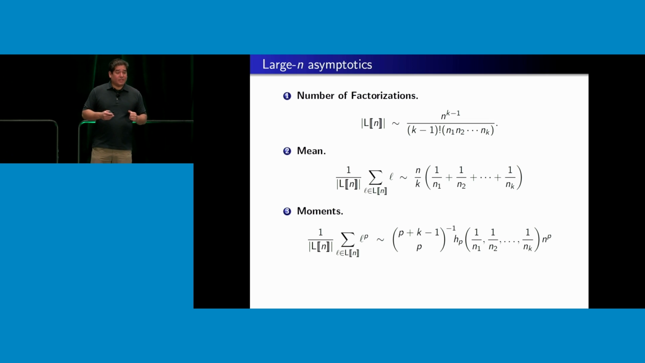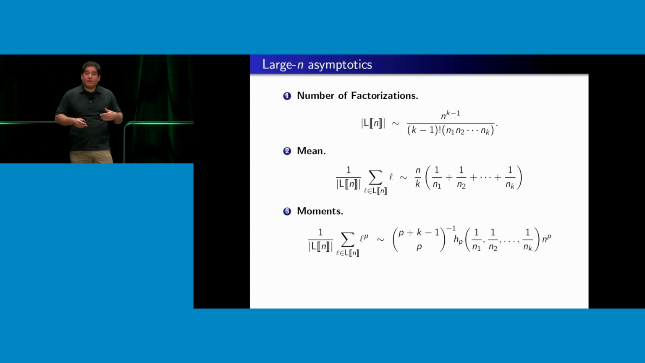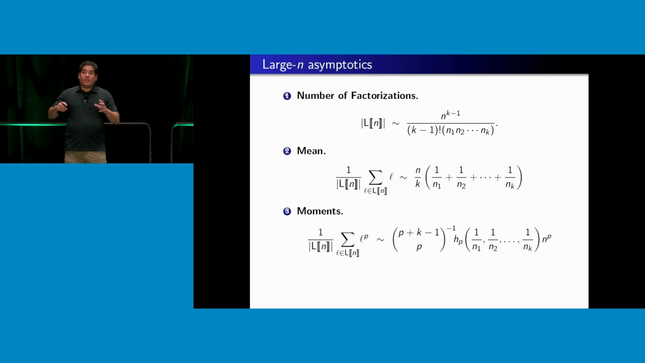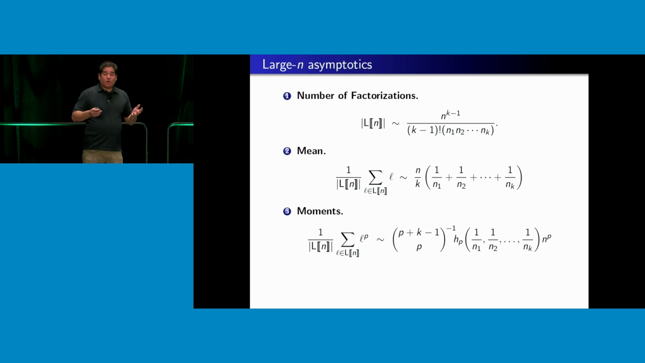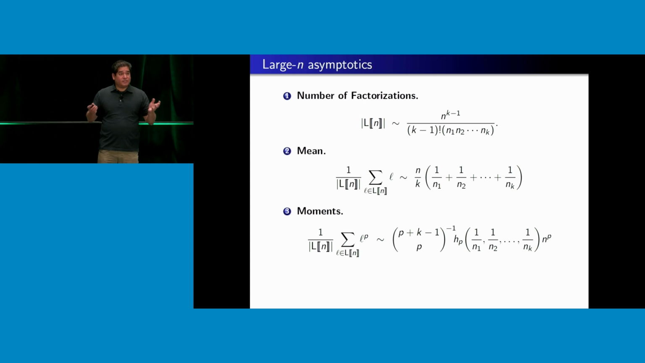One of the first things you can do is look at the large n asymptotics of this linked multiset. You can look at the cardinality, that's what this absolute value means, the cardinality of that multiset. It's asymptotic to, meaning it has the same rate of growth as n goes to infinity as, the thing on the right: some power of n to the k minus 1 times a constant. That constant is highly symmetric in the generators of the semigroup.